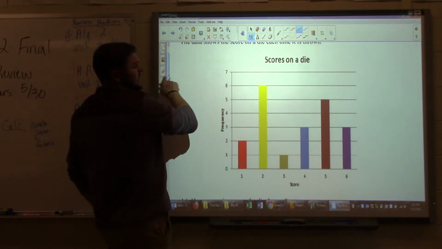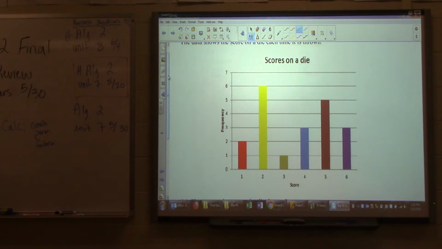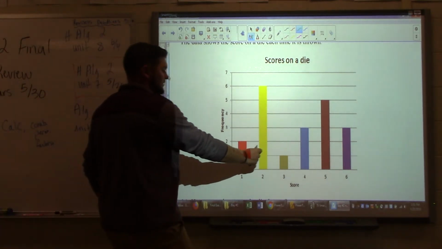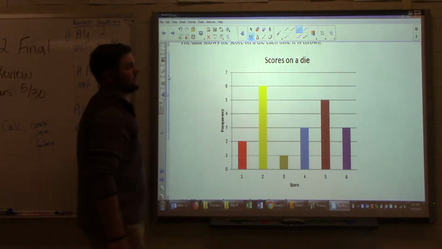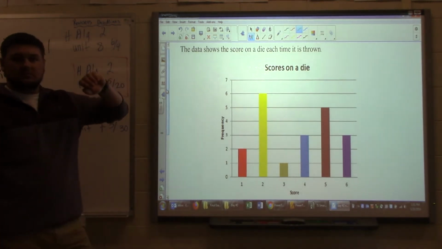The next one, what type of graph is this? You sure? Why? How do you know it's a bar graph? They're not touching, there's spaces, right? So there's spaces in between them, it means it's a bar graph. Talking about scores on a die. How many times is the die thrown?